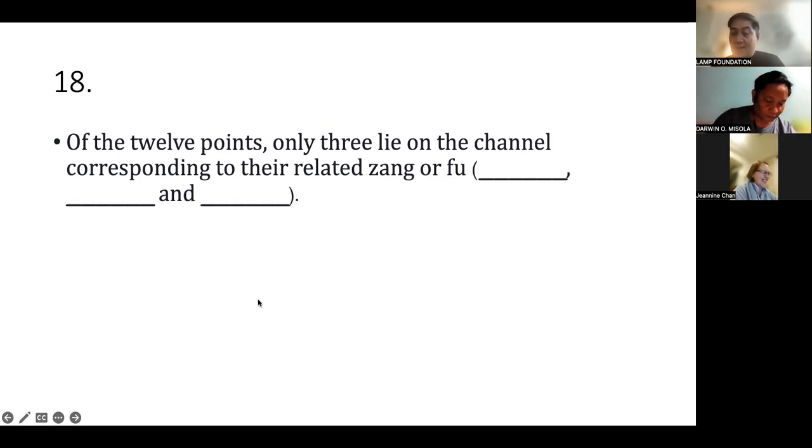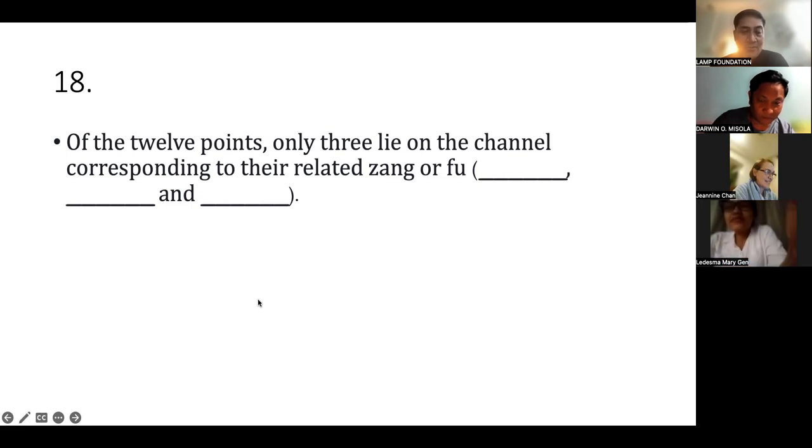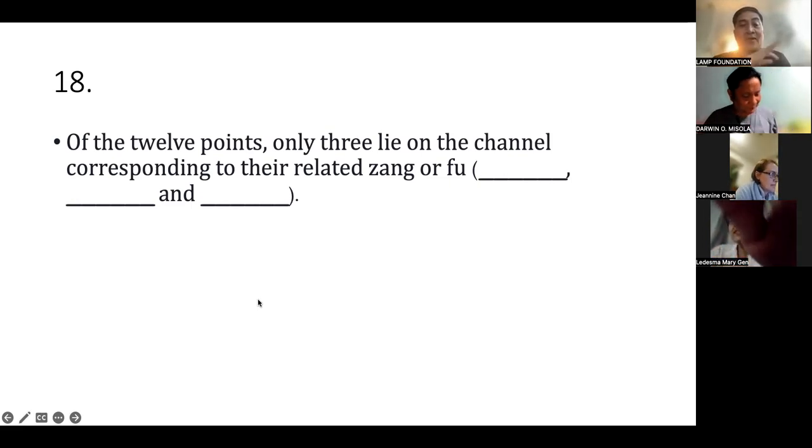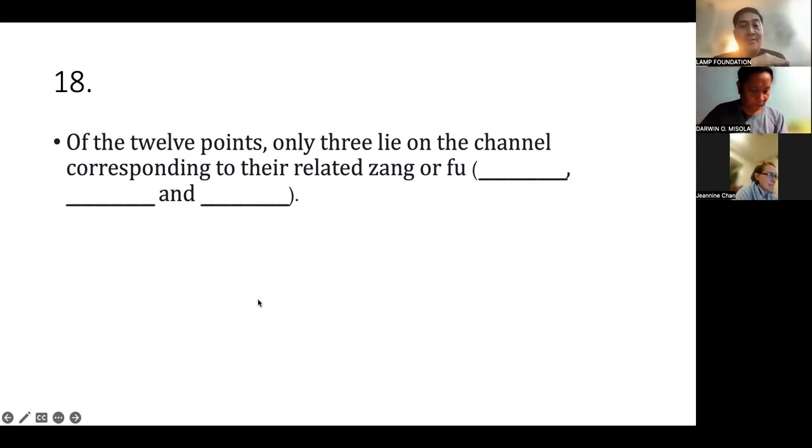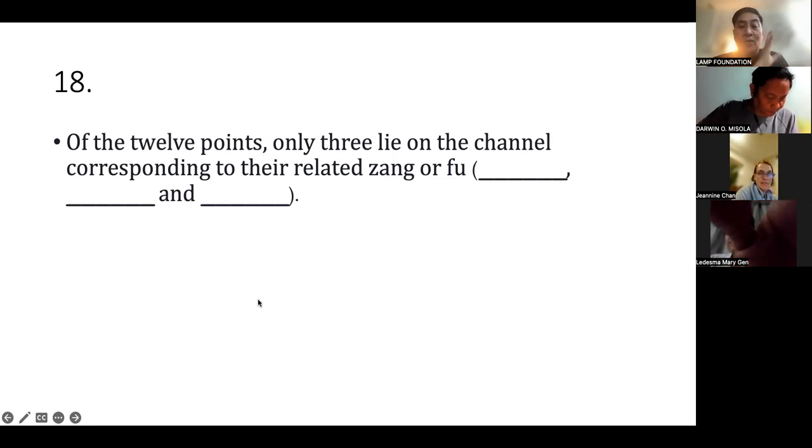Let's ask Sir Michael, where are you? Hello po, Okay, Doc. Michael, do we have 3 front view points? May answer po. Channel talaga nila. My answer for this question, Doc, is lung 1, liver 14, and gallbladder 24.